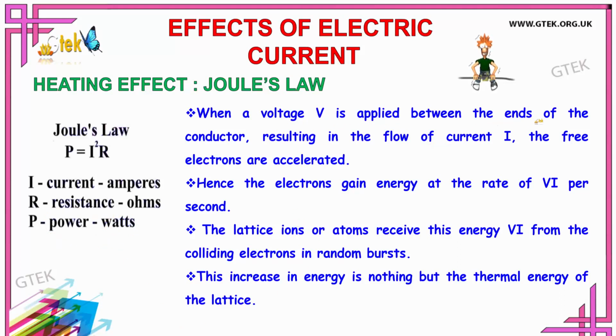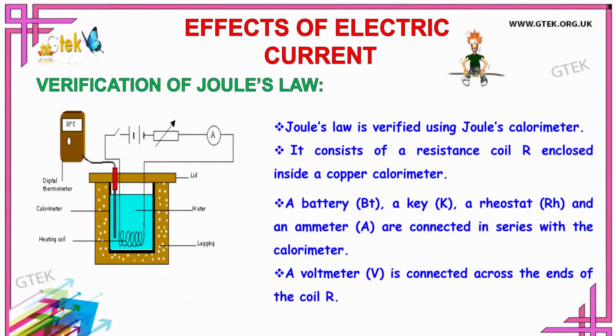When a voltage V is applied between the ends of the conductor, resulting in the flow of current I, the free electrons are accelerated. Hence, the electrons gain energy at the rate of VI per second. The lattice ions or atoms receive this energy VI from the colliding electrons in random bursts. This increase in energy is nothing but the thermal energy of the lattice.